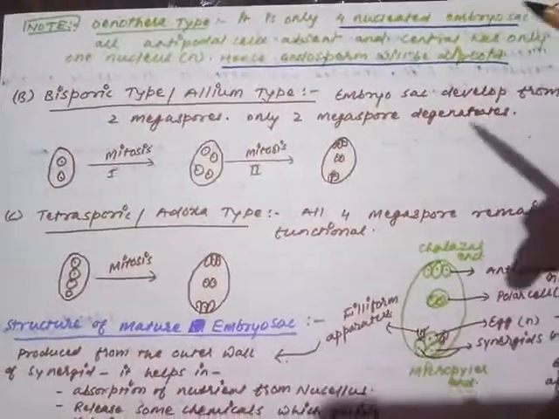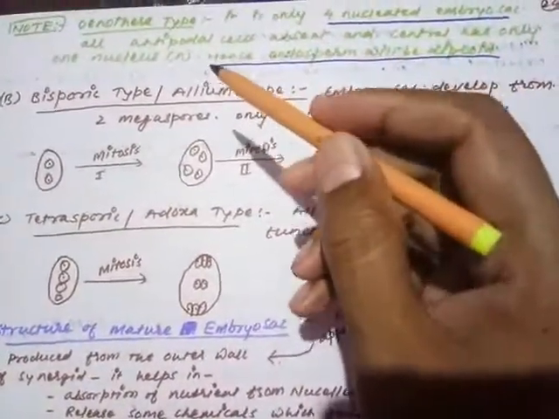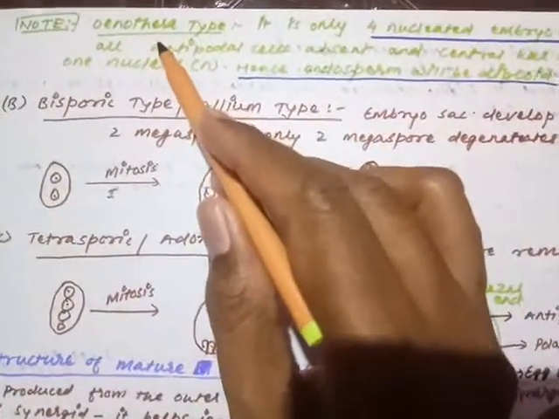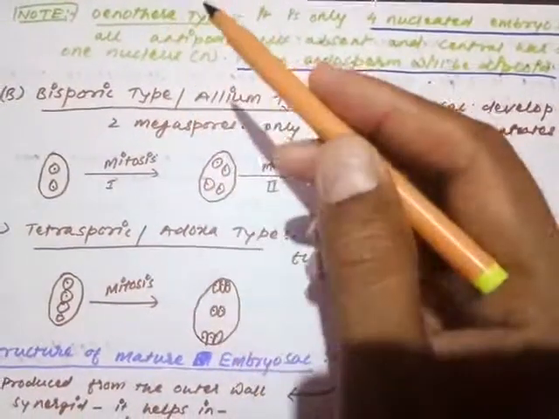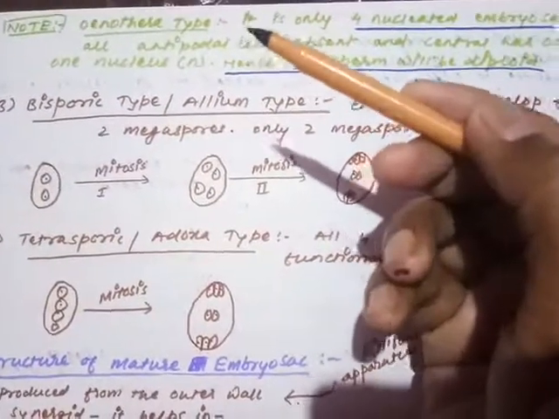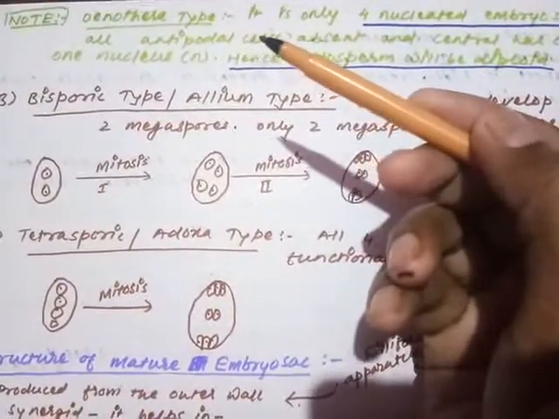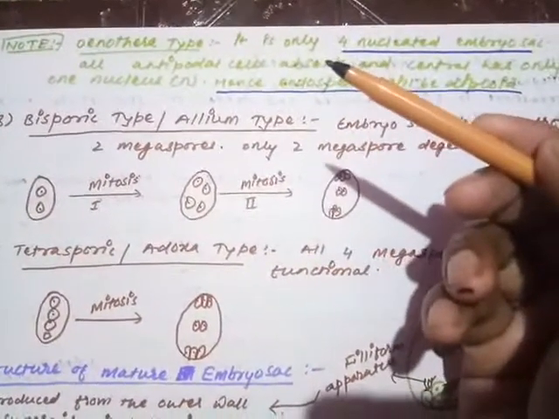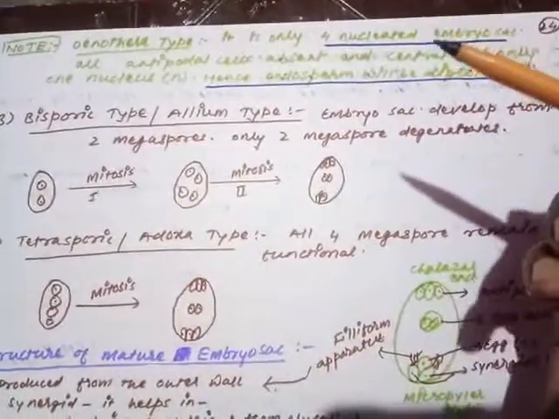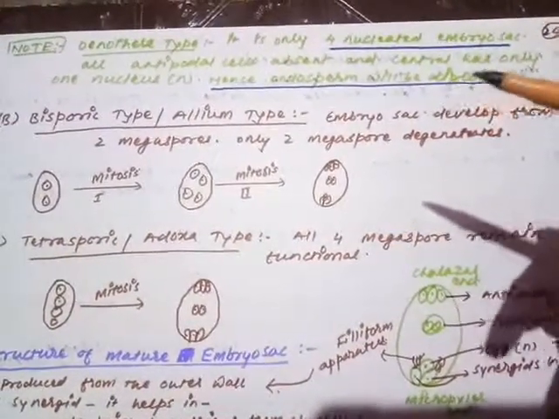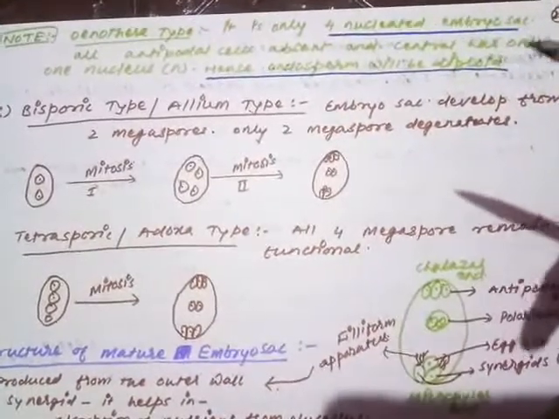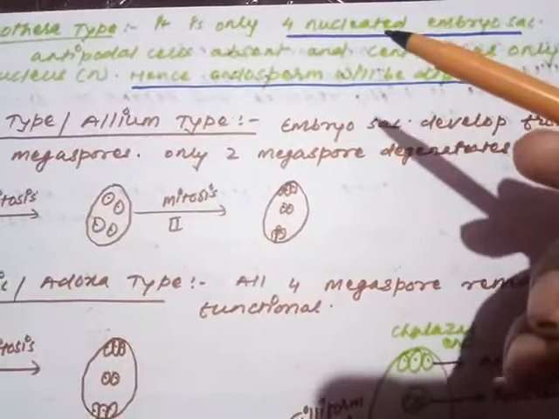What is the exceptional case? The exceptional case in the monosporic embryo sac is called the Oenothera type. Oenothera type means the example is Oenothera itself. It is reported in Oenothera lamarckiana. So what is specific about that? This is not an 8-nucleated embryo sac. Instead, this is only a 4-nucleated embryo sac.